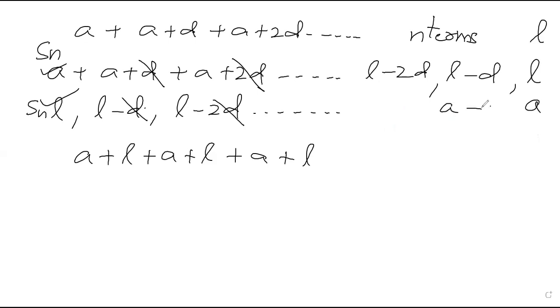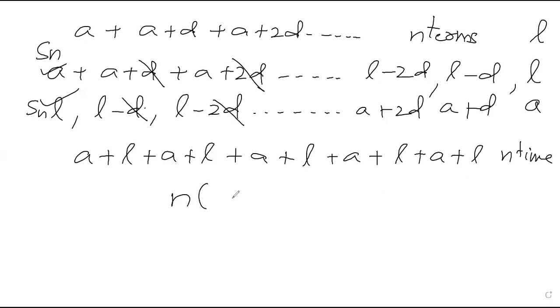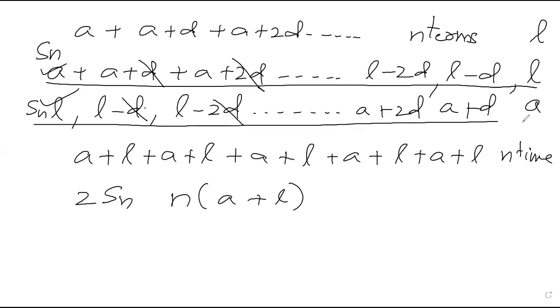A minus D, A minus 2D, A plus 2D. I've flipped these three terms over here. So of course, everywhere I'll get A plus L, A plus L, A plus L. These will happen n times. I'll get n into bracket A plus L as in 2Sn, because this sum and that sum I added twice. So I'll get twice Sn is equal to n by 2 times A plus L.